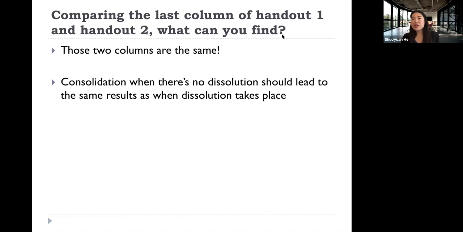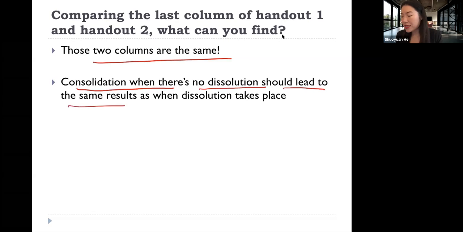And then, I'm not going to compare here, but please take 1 minute and compare yourself the last column of the two worksheets. And you're going to find that those two columns will be exactly the same. So, again, consolidation when there's no dissolution should lead to the same result as when dissolution takes place. Those two situations would give you the same consolidated total numbers.